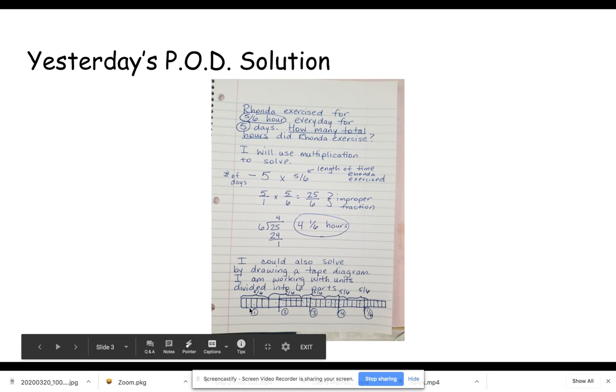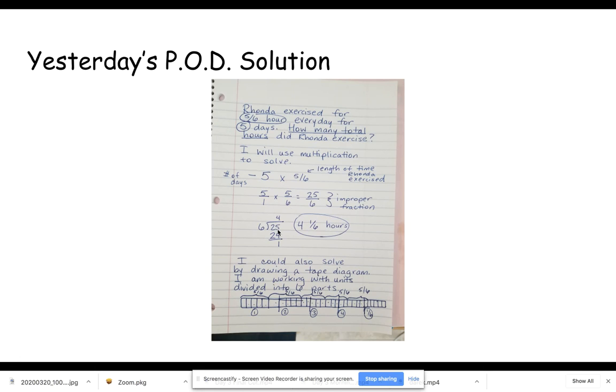So you can see this is the first hour, second hour, third hour, fourth hour, and then we have 1/6 left over. So you can draw models and tape diagrams if you don't feel comfortable with the multiplication and converting the improper fraction to a mixed number.